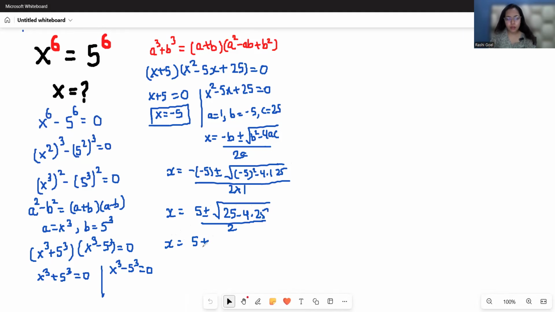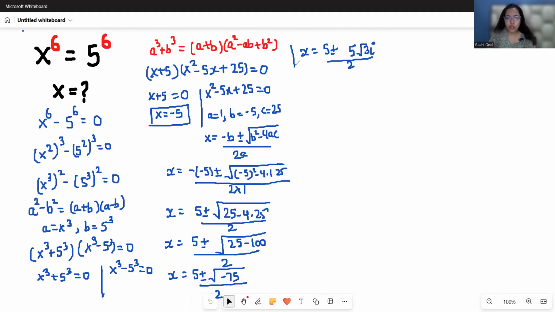So x equal 5 plus minus under root 25 minus 100 by 2. So x equal 5 plus minus under root minus 75 by 2. So x equal 5 plus minus this root 75, I can write it as 5 root 3 and this negative sign as iota by 2. So these are the two values of x, that is 5 plus 5 root 3 iota by 2 and 5 minus 5 root 3 iota by 2. So we calculated three values.